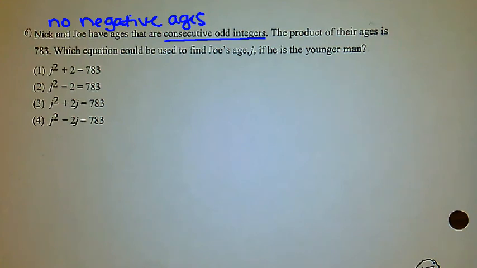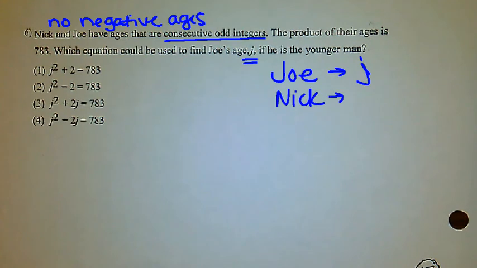Okay, so notice that they want you to use the variable j, so instead of an x, we're going to use a j. Nick and Joe have ages that are consecutive odd integers. The product of their ages is 783. Which equation could be used to find Joe's age if he is the younger man? Okay, very important. Joe is going to be j, and who's the other one? Nick. And they're odds, so this is plus 2.